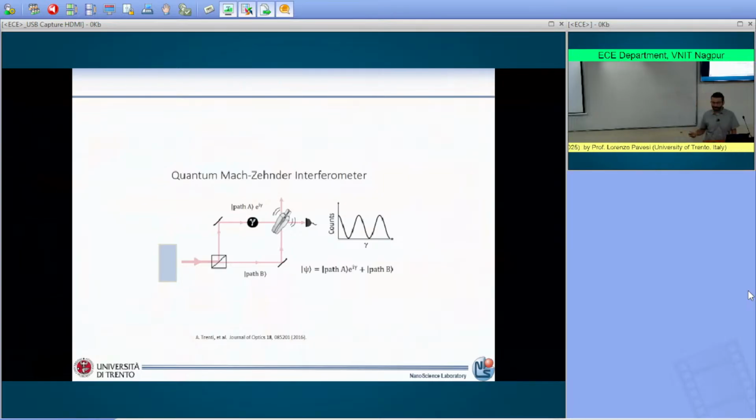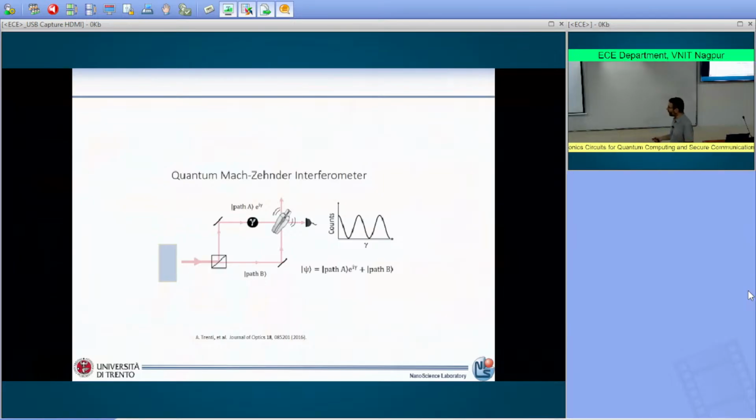And the interference diagram is measured as a function of the phase shift between the photons that are traveling between the two paths. So this you know, okay? So this is simple. Now we use this interferometer by using a single photon.